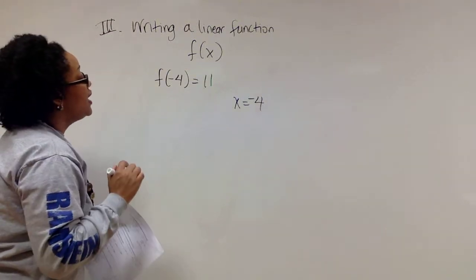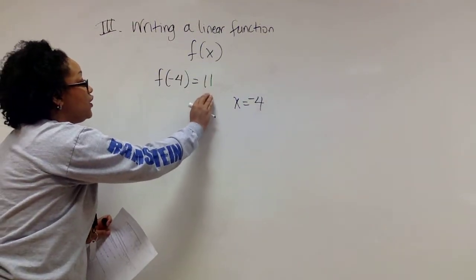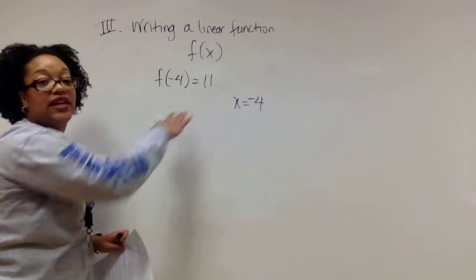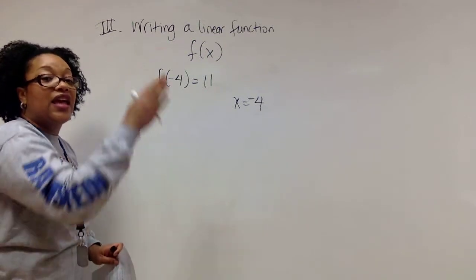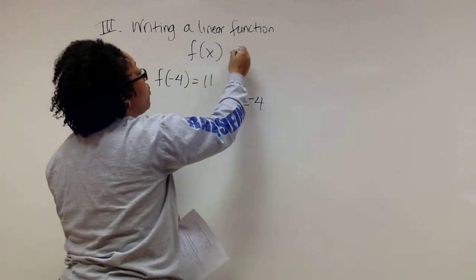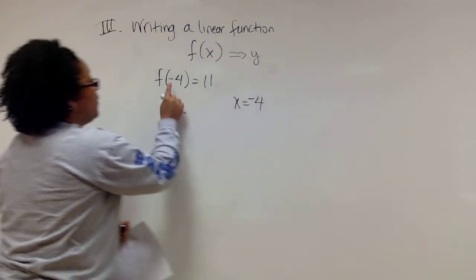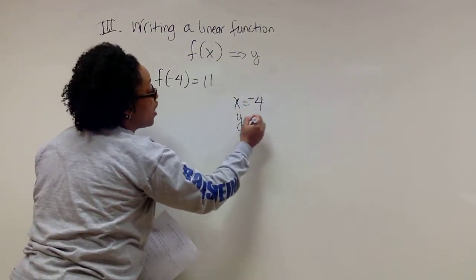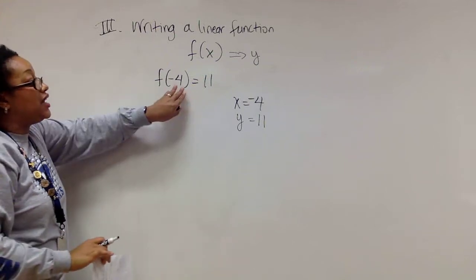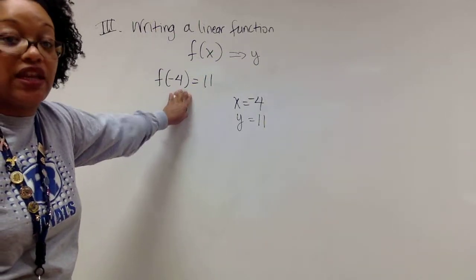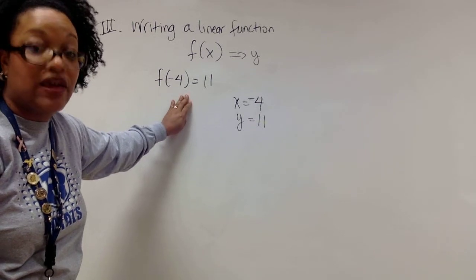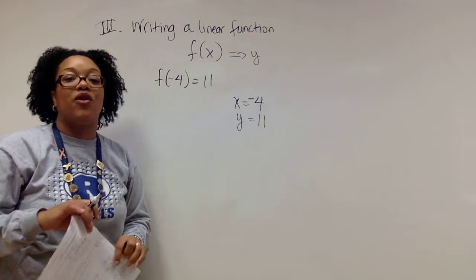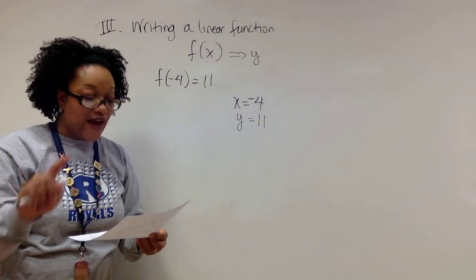Now, the other thing is that this 11 is telling you that whenever your x is a negative 4, your f of x will equal 11. In other words, if f of x is always our y, if x is negative 4, your f of x is equal to 11, or we could just say our y is equal to 11. So again, formal way of writing a function and giving you your x and y values. Now this is important to us in this chapter because these values will be your ordered pair. Okay, these values will be your ordered pair.